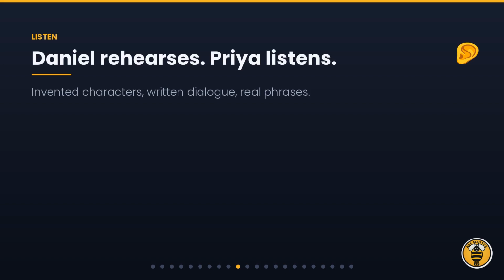Let's hear it working. Daniel is rehearsing a 5-minute update. Priya is listening as the audience and stopping him when something lands well. Listen for the phrases we've just covered.